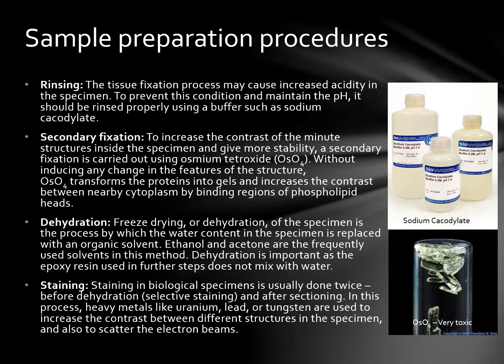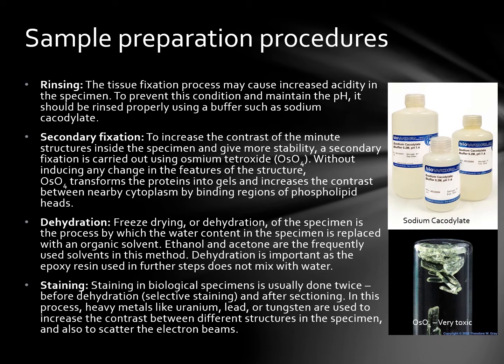Secondary fixation is also important to increase the contrast of the minute structures inside the specimen and to give it more stability. A secondary fixation is carried out using osmium tetroxide, normally. Without inducing any change in the feature of the structure, osmium transforms the proteins into gels and increases the contrast between nearby cytoplasms by binding regions of the phospholipid heads.